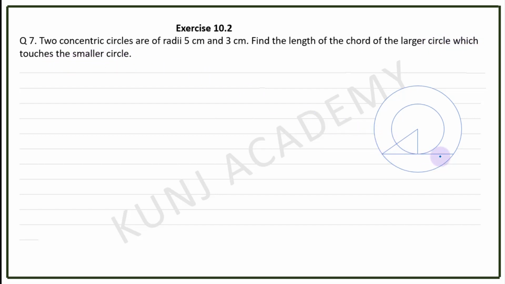Let O be the common center of two concentric circles, C1 circle and C2 circle. AB is a chord of the larger circle which touches the smaller circle at point P.